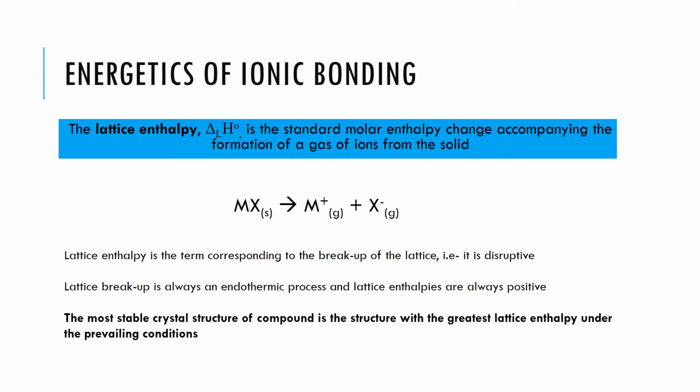We can go one further then and start talking about the most stable form of a crystal structure, and we can use the lattice enthalpy to predict the most stable form of a crystal structure. And it's always going to be the one with the greatest lattice enthalpy under the prevailing conditions. That's because that's the compound or the crystal structure that we've got to put the most energy into in order to break up.